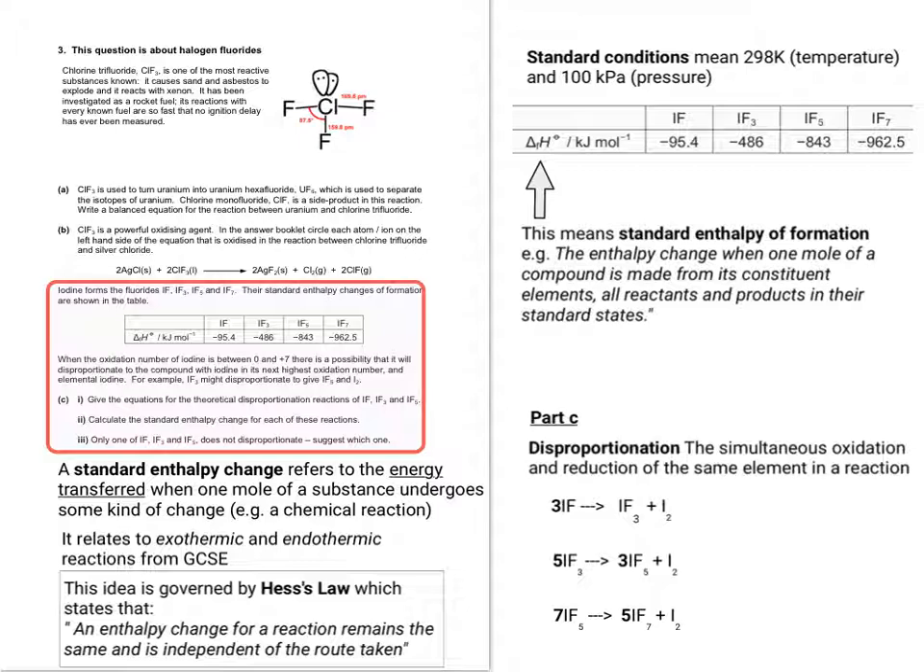In case you haven't come across it before, the definition of formation in this sense means the enthalpy change when 1 mole of a compound is made from its constituent elements, all reactants and products in their standard states. In other words, those values, minus 95.4, minus 486, and so on, are the amount of energy in kilojoules when 1 mole of that compound is made from elemental iodine and elemental fluorine.